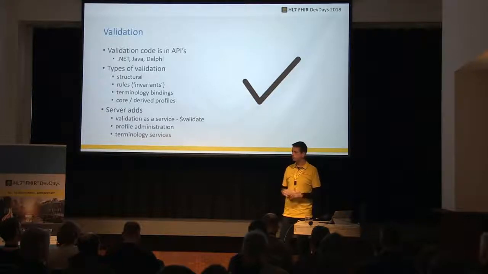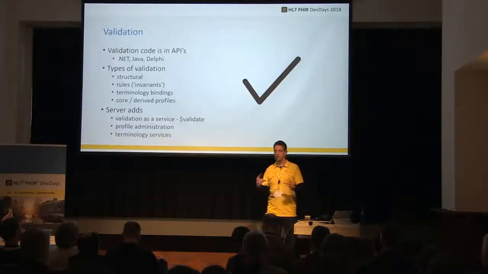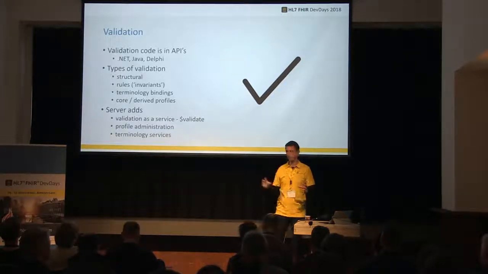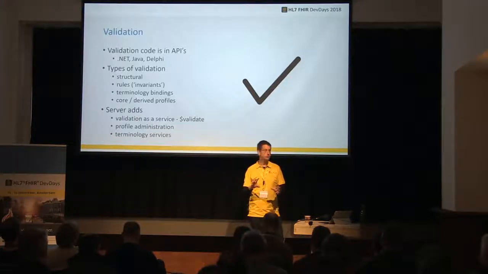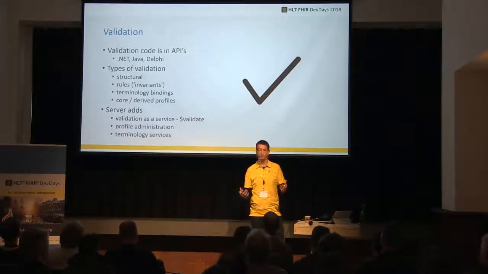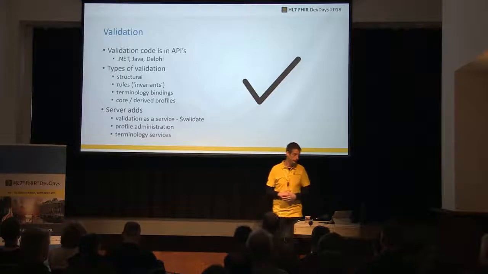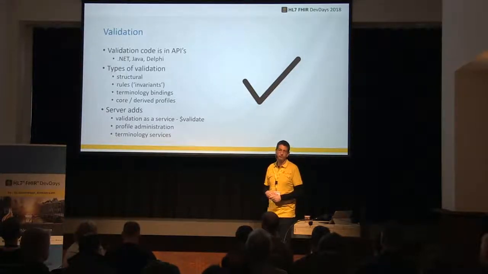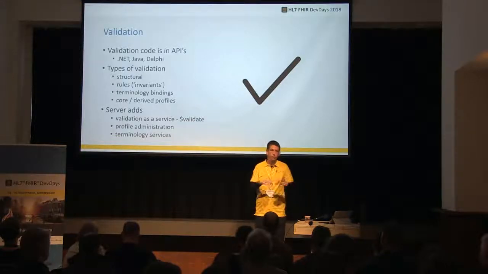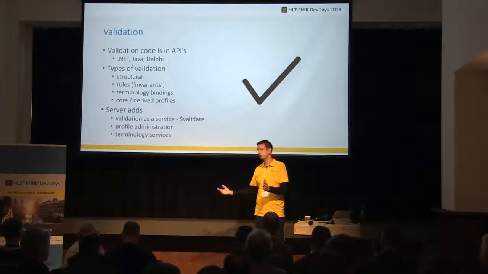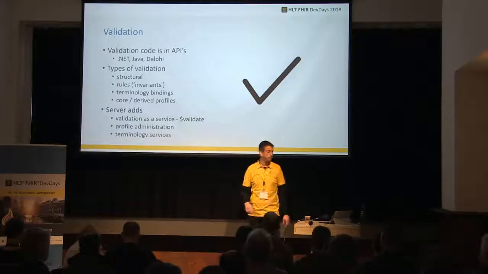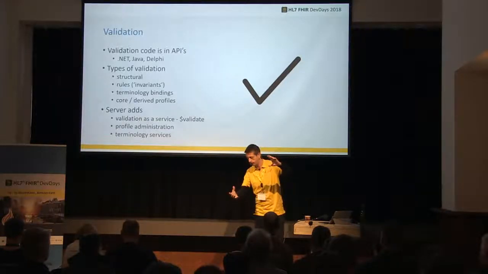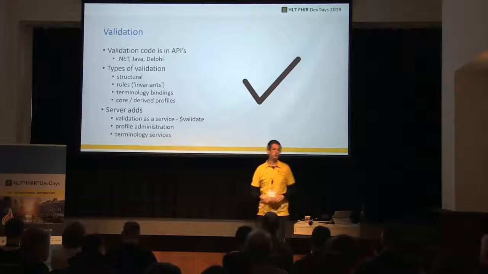You can also check the terminology bindings. So if codes are used in resources, do they actually conform to what is defined in the resource as to which value set they should come from? That could be defined in the core resource or be tightened in a profile. So that's where the core and derived profiles come from. So you can check, does it conform to the core profile or some of the derived profiles at whatever level, on the national level, on my regional level, in my organization, etc.